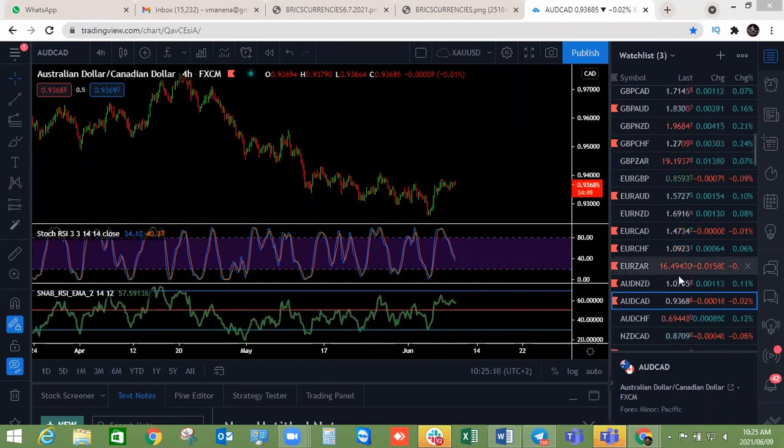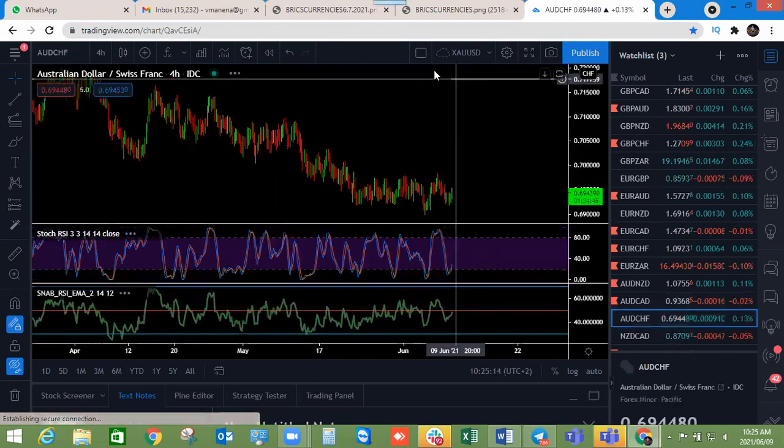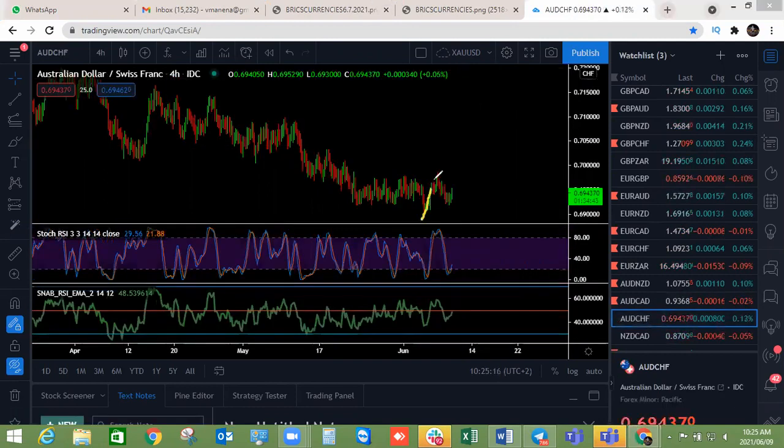That is Audi CAD. There is some strength in the Audi Chief. Audi Chief also has not confirmed upside. We've made a move to the upside. Let's see if this is going to get to around this level.